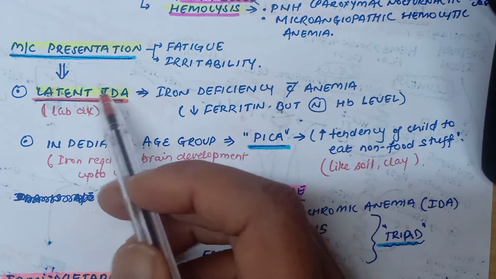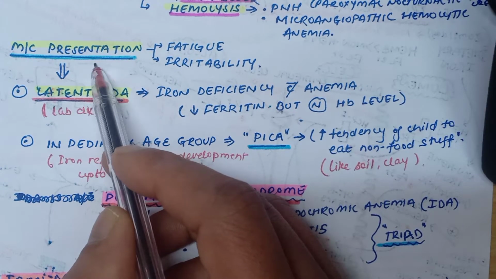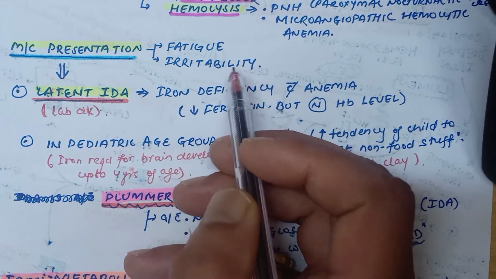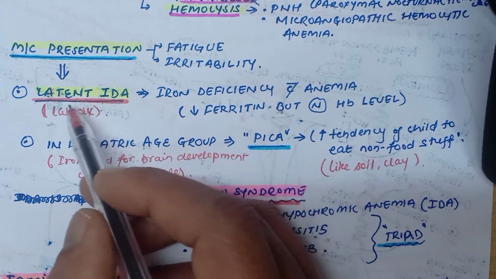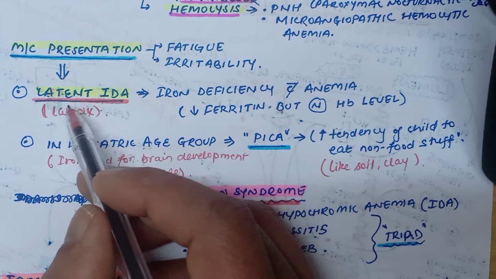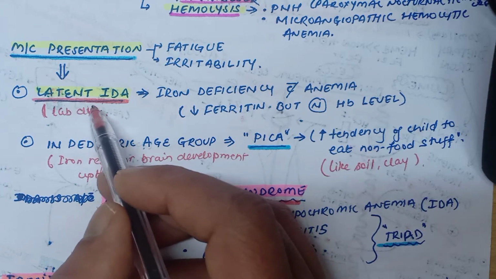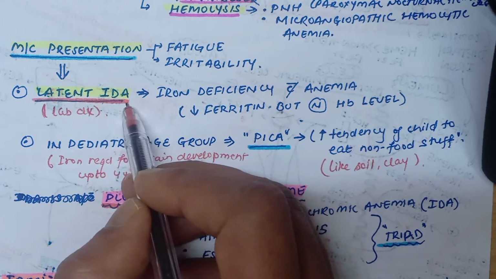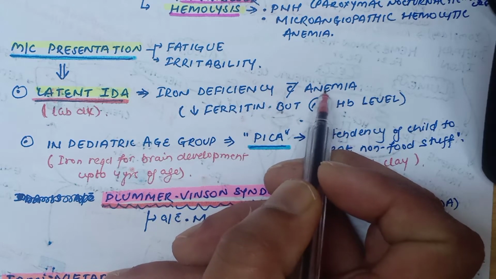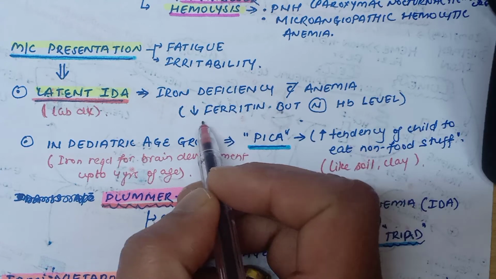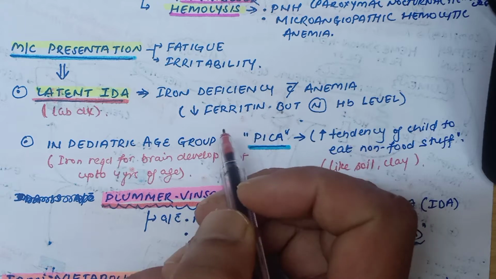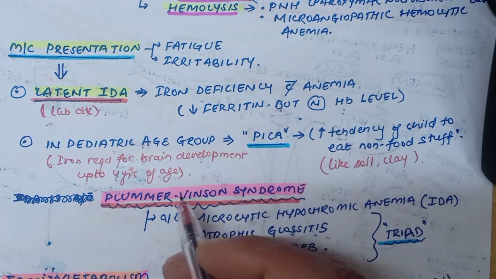Most common presentation of iron deficiency anemia is fatigue and irritability. It can also be presented as latent iron deficiency anemia. This is a lab diagnosis where there is deficiency in iron without causing anemia. So there is iron deficiency without anemia, which means there is low iron store. So there is decreased ferritin level, but the hemoglobin level is normal.